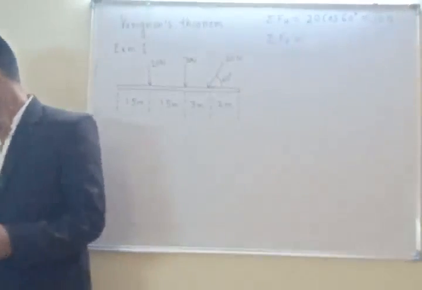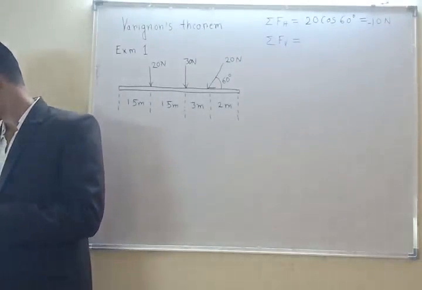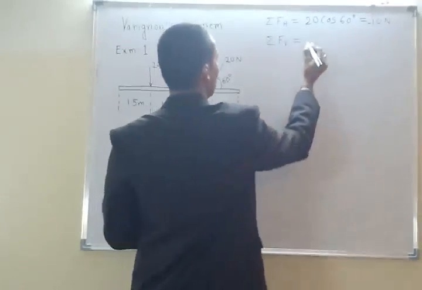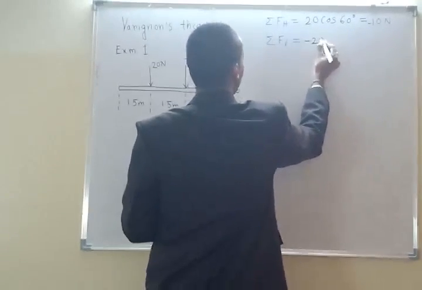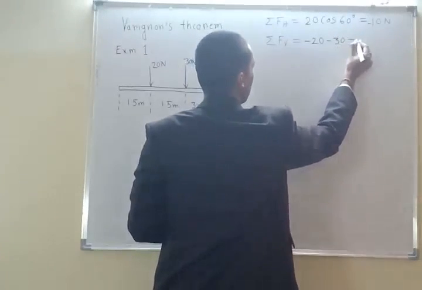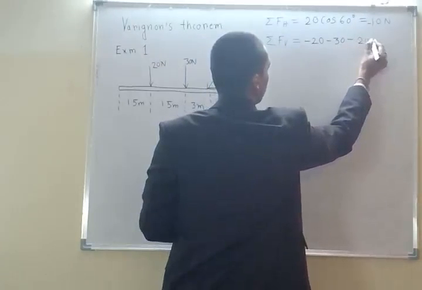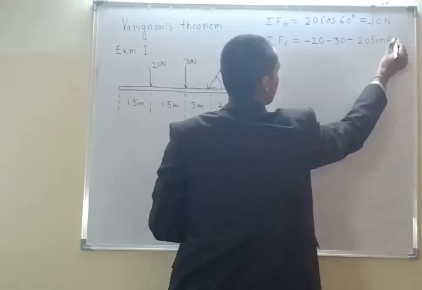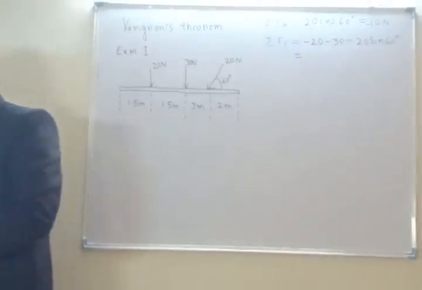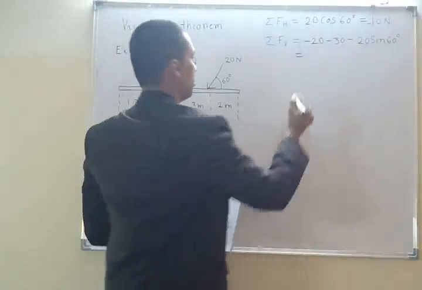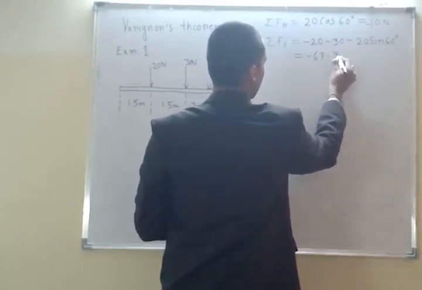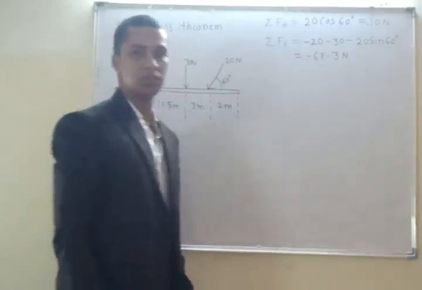These are also negative. It is giving negative 20 in the first case, negative 20, negative 30 and negative 20 sine 60 degree. Okay, so together I have got this answer as negative 67.3 Newton. This much I have got.